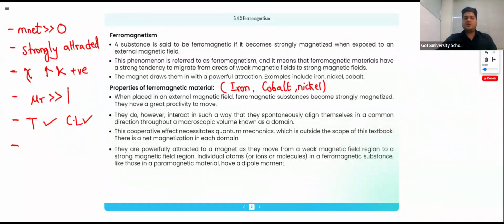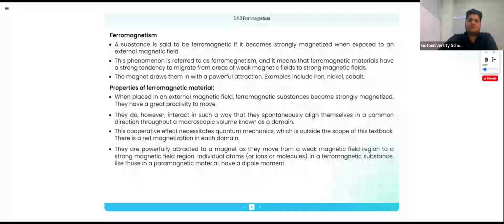Okay, once more. Net magnetic dipole moment will be much greater than 0. Examples are iron, cobalt, nickel. Then strongly attracted by a magnet. Then susceptibility will be large and positive. Then relative permeability will be much greater than 1. Then we have temperature effect. That means Curie's law will be obeyed.